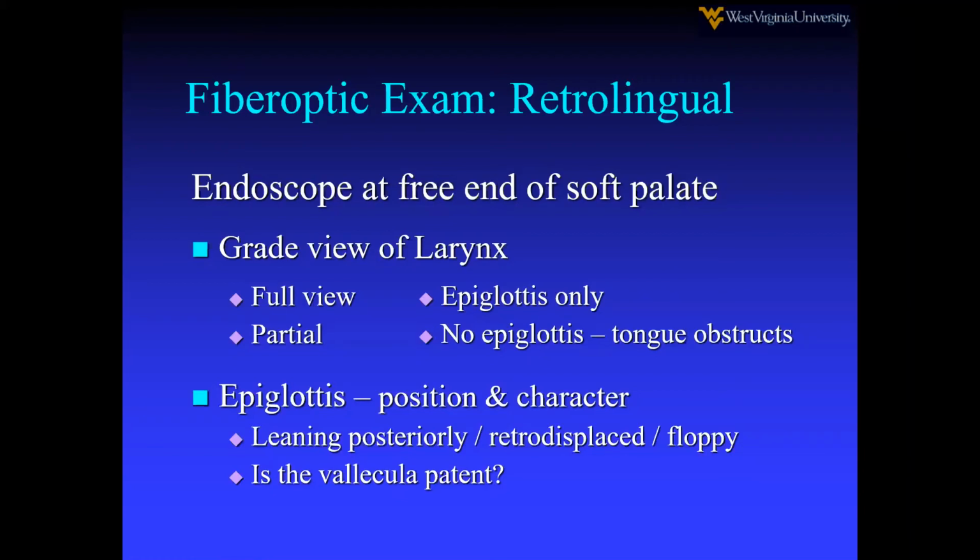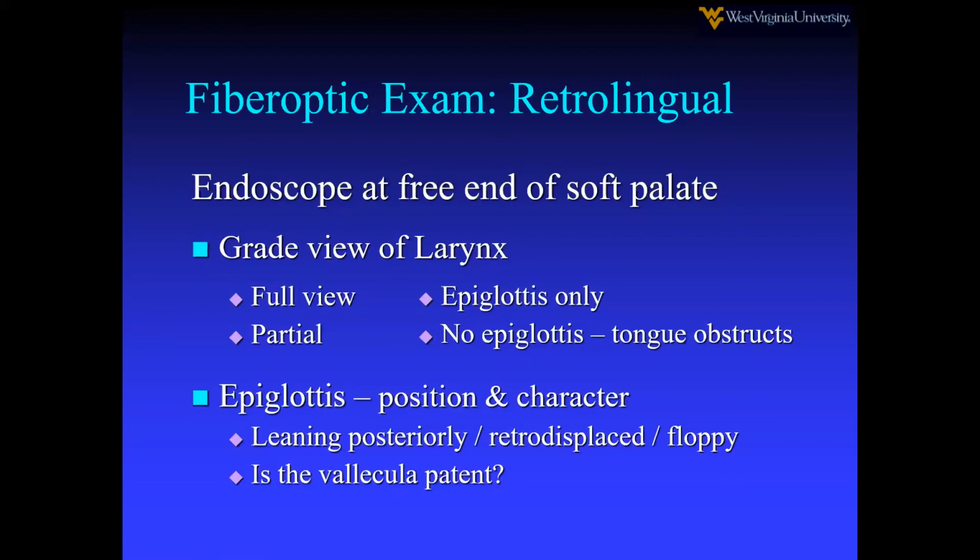In our template, I say posterior chords only, or arytenoids only, or you just see the tip of the epiglottis here in this diagram, or you can't see anything. The tongue overrides the epiglottis, which is something we saw this morning in a drug-induced sleep endoscopy.